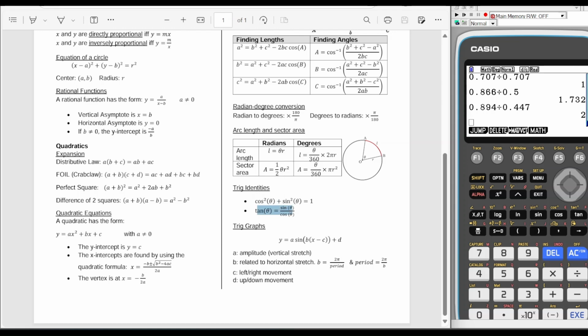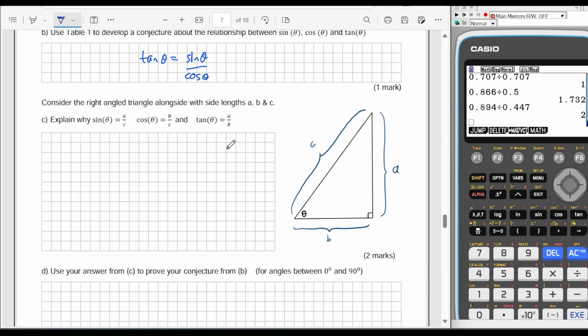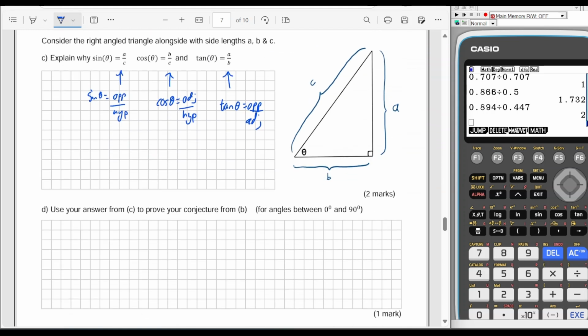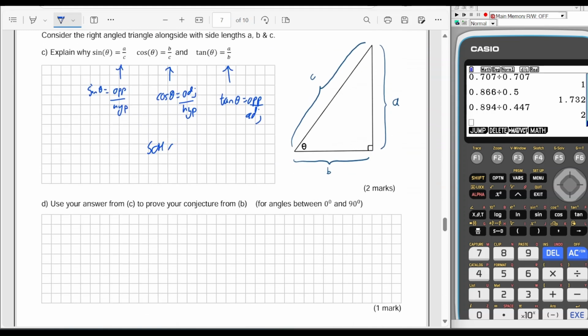Okay, consider this right angle triangle. Explain why. So this one here is sine theta is opposite over hypotenuse, so that's why that one's true. This one here is cos theta is adjacent over hypotenuse, that's why that one's true. And this one here is tan theta is opposite over adjacent. Okay, so that's why that's true. This is SOHCAHTOA.